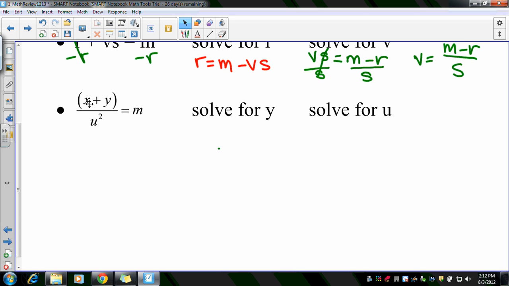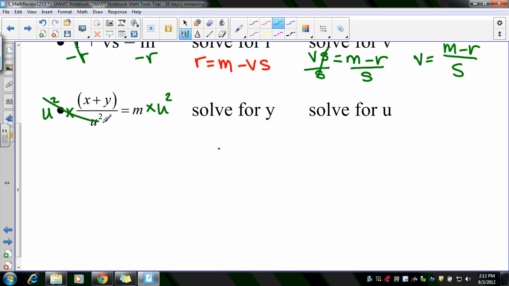So to get y by itself, the first thing we need to do is get rid of this y squared. Or, sorry, get rid of this u squared, not y squared, u squared. So we're dividing by u squared, so we're going to multiply by u squared on both sides.